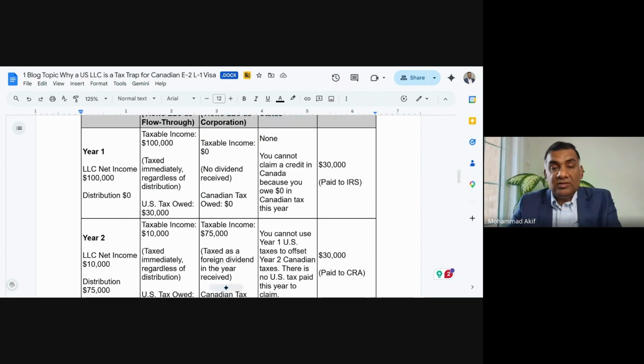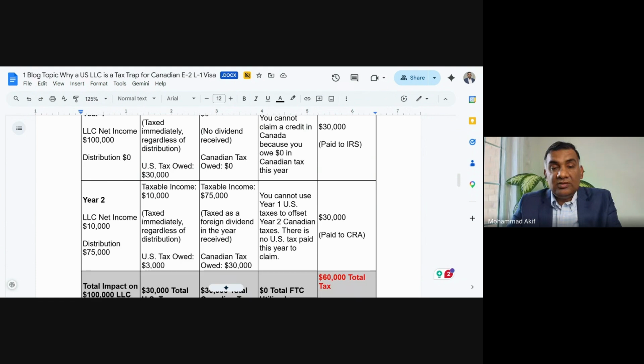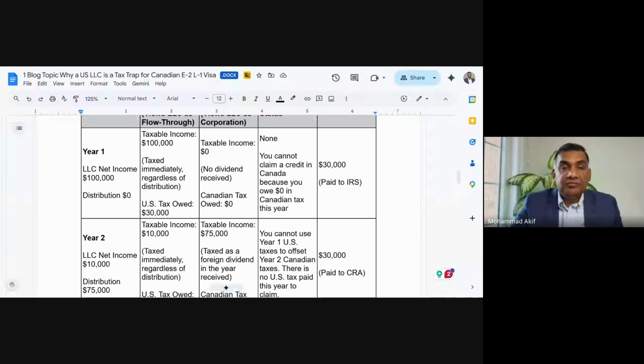All right, so let's go to year 2. Year 2 happens now, and you can see we have 10,000 taxable income. This is just for example's sake. And then there was a distribution of 75,000 in the second year. So what happens with that 75,000? Because CRA considered this as a corporation.